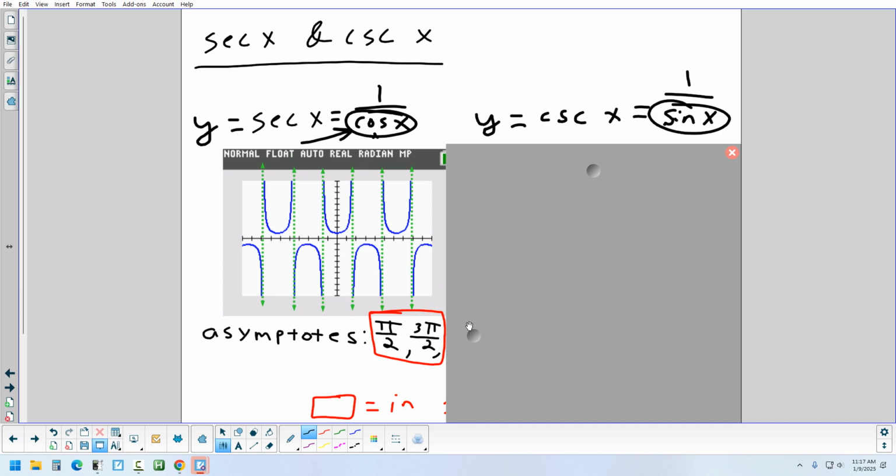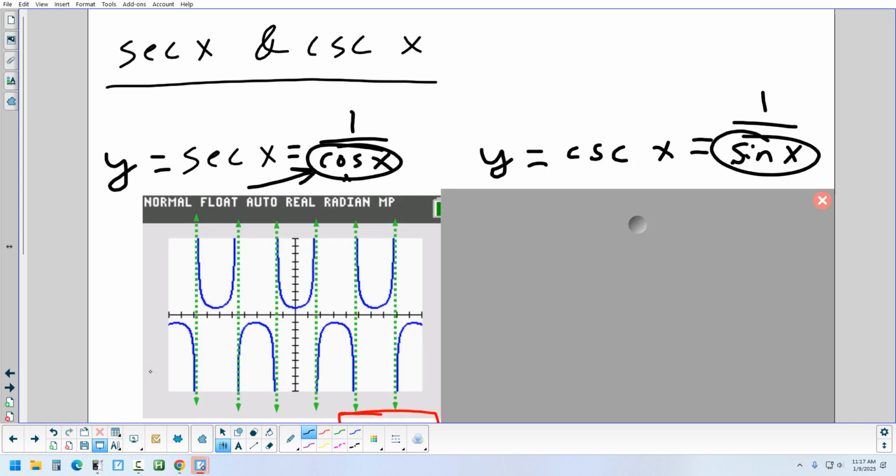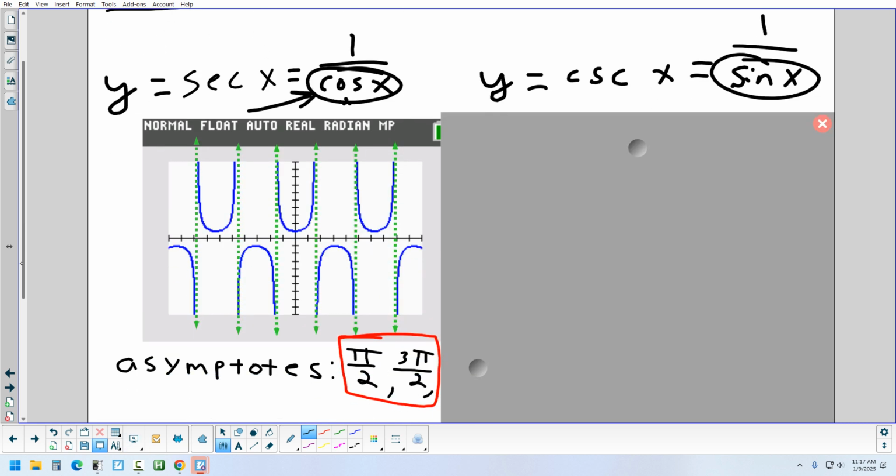So the graph of secant and cosecant are going to look very similar. They're these kind of U shapes and N shapes. Okay, just to be clear what one cycle is, I'll trace one full cycle. That's a half cycle. That's a full cycle. One complete U and one complete N shape makes a full cycle.